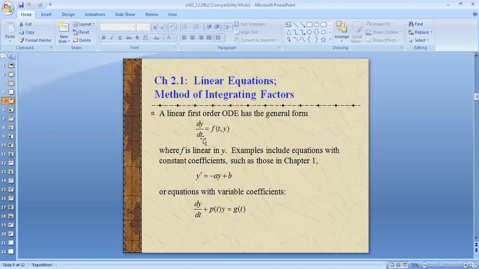For first order differential equations, the general form is dy/dt equals f(t, y). Here y is the dependent variable and t is the independent variable. That means in place of x, there is t. f is linear in y, and an example of this standard form is y dash, meaning dy/dt, equals minus a y plus b. This is the function f(t, y). So this can be written as dy/dt plus p(t)y equals g(t), where g(t) equals b and p(t) equals a, if we compare.